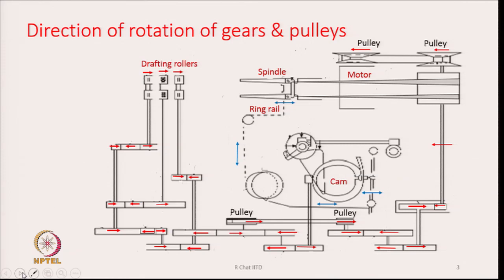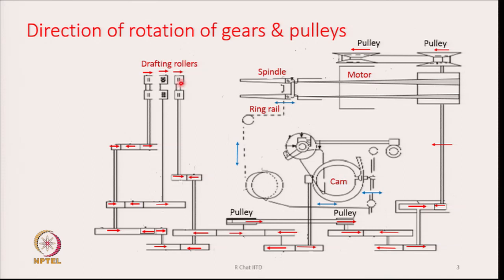again the same diagram, but here we are interested to know the direction of rotation of the gears and the pulleys, because we know that the entire drive has to be designed in such a way that we get the right speed of the different organs of the machine, and not only the right speed, we should also make sure that the different organs or parts of the machine are rotating in the desired directions. Let us say the drafting rollers: all the drafting rollers should move in the forward direction, because I have to deliver the drafted product in the forward direction.